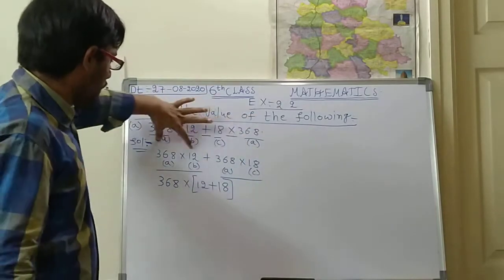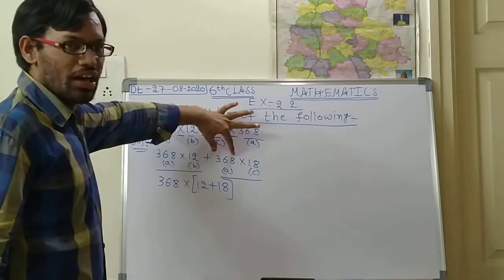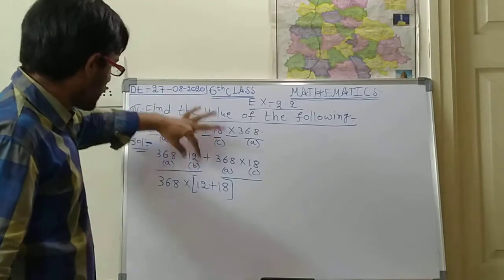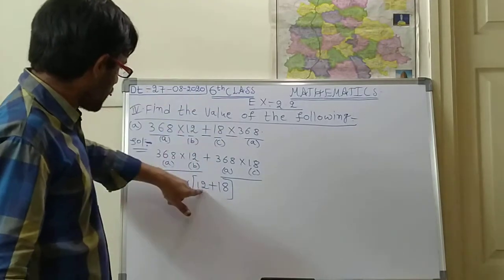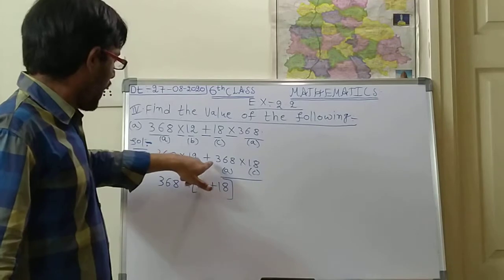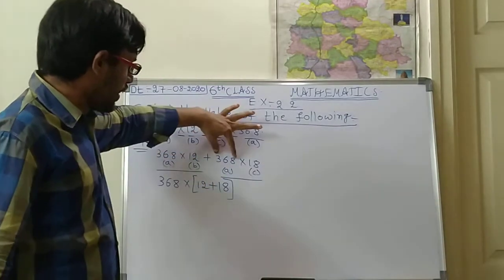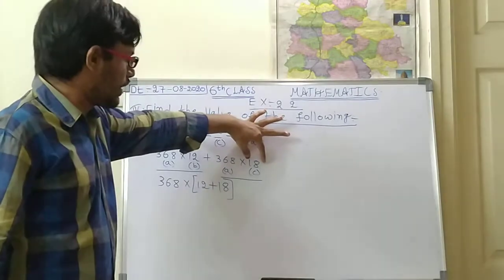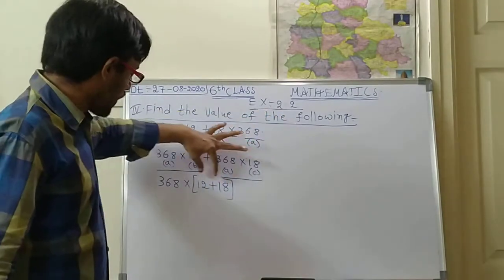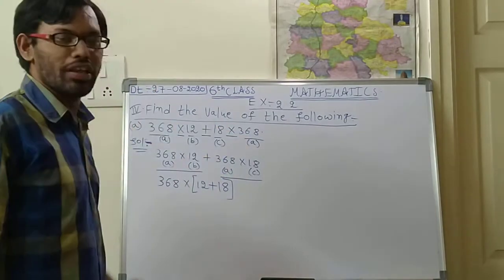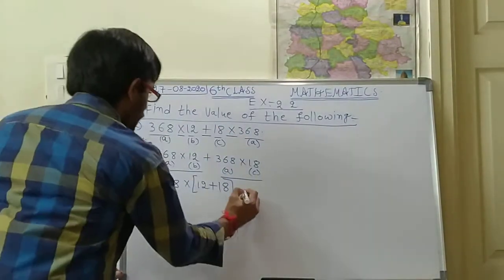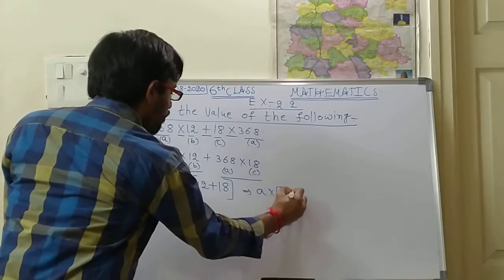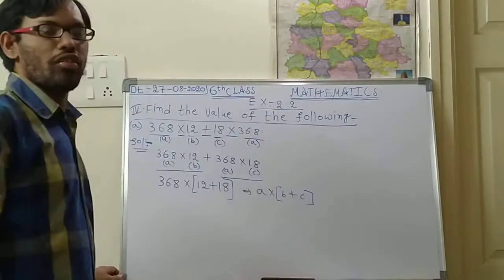In both the terms I have taken 368 as common. What is remaining? In the first term, 12 is remaining, and in the next term, 18 is remaining. So I have kept 12 plus 18 in the bracket. It looks like A into the bracket of B plus C.